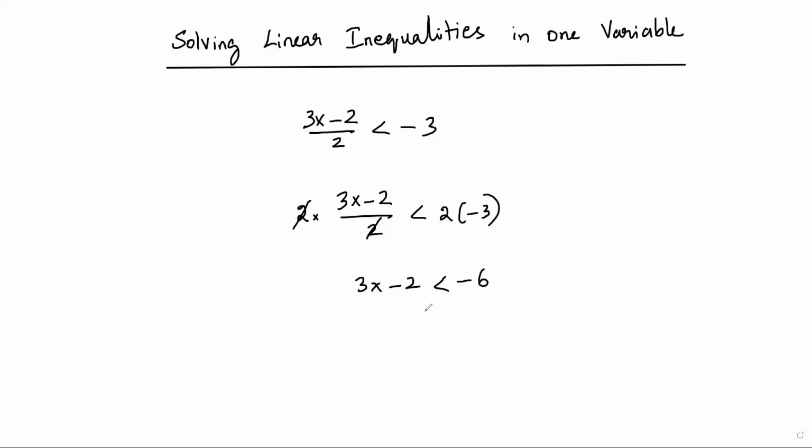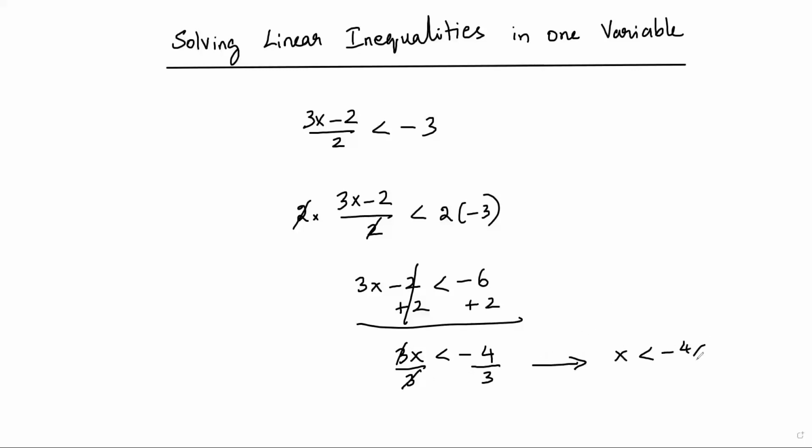Okay, now we have to do a regular work. That is, we have to isolate the variable. I'm adding 2 to both sides to get rid of the negative 2 on the left side. So negative 2 positive 2 will cancel out. 3x less than negative 4. Now I divide both sides by 3. So this 3 will cancel out. Finally, x less than negative 4 over 3. So x can take any value which is less than negative 4 over 3.